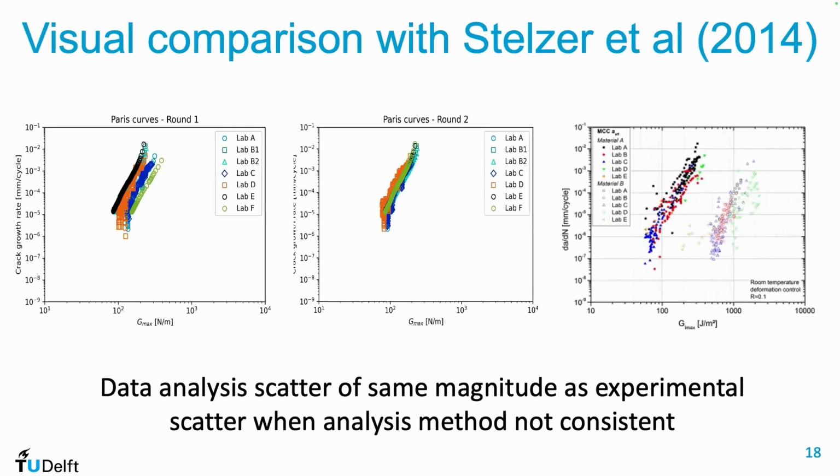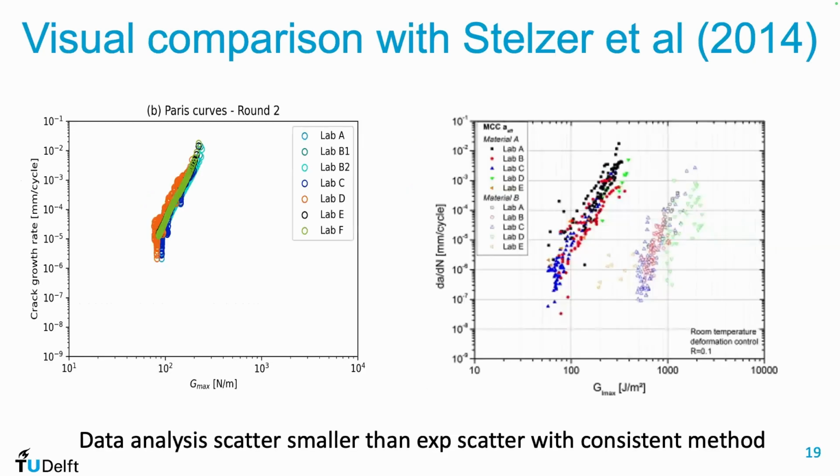Another question is, okay, how does this compare to the scatter we've seen in previous round robins? So this is the work of Stephan, who led the previous thesis round robin. If you look just qualitatively, in the first round, where people are already doing different things, it seems to be about the same order of magnitude as the experimental scatter we see. Whereas if we zoom in on round 2, okay, there is some scatter, but it does still appear to be smaller than the experimental scatter. So it's probably not that this is all down to difference in analysis.